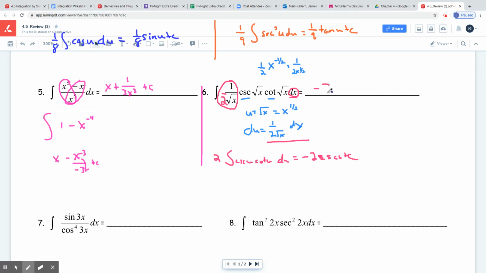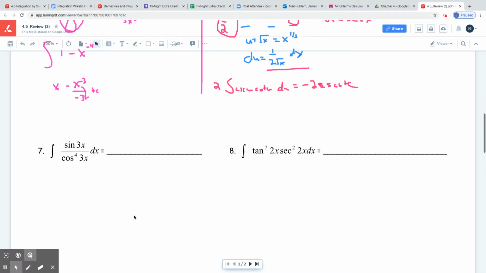So the answer, negative 2 cosecant, what was u? The square root of x. If you put x to the 1/2, that's also fine, plus c. And there you go. All right, 7.